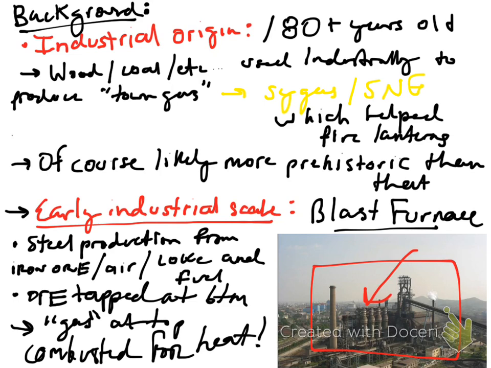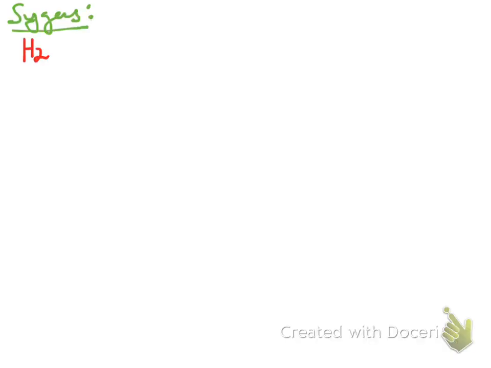The blast furnace can operate on a closed loop system, where the gasification product, that syngas, is actually burned on site to produce heat, and you'll find that even today, that's a main application for syngas in gasification islands. All right, so let's talk a little bit more about this syngas.